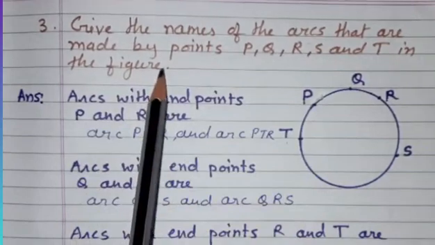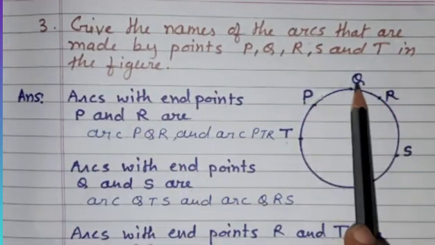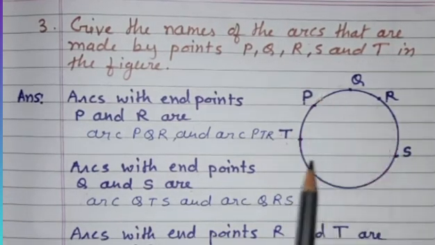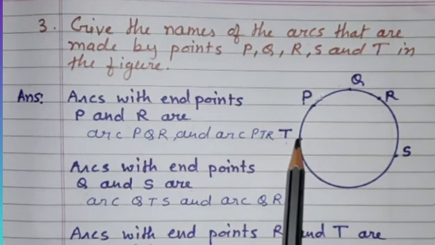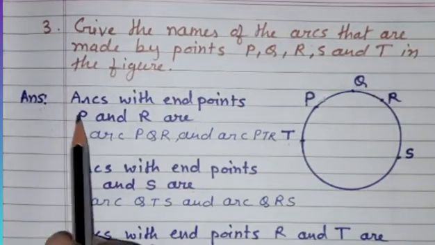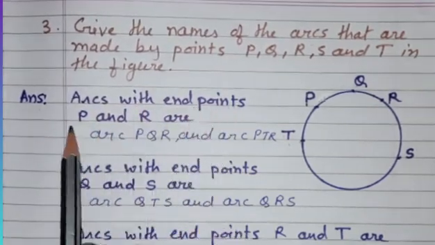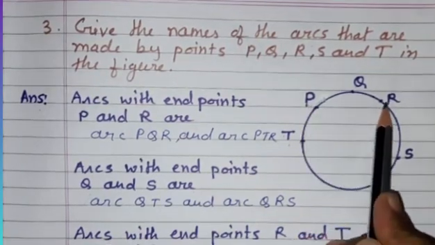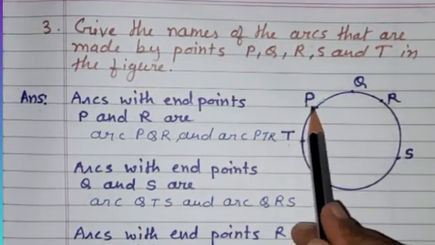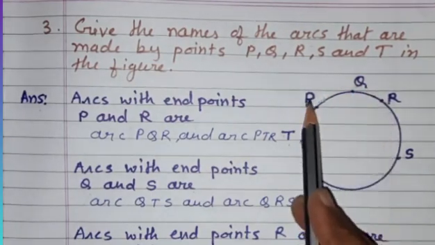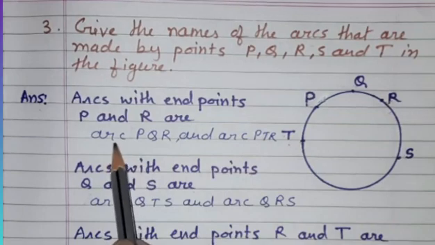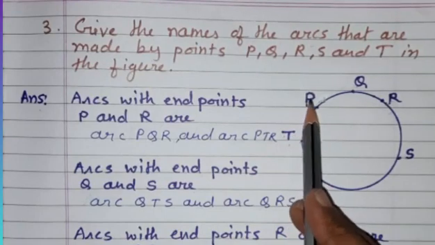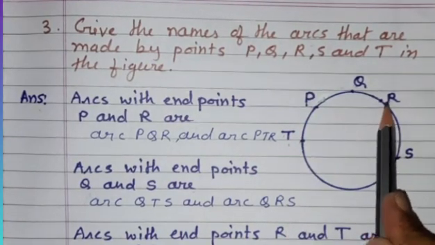Question number 3. Give the names of the arcs that are made by points P, Q, R, S and T in the figure. See, in this figure, points are P, Q, R, S and T. Now, we will write the names of arcs with different endpoints. In answer, we write arcs with endpoints P and R. Here P and R are the endpoints of the arc. The names of the arcs are PQR and PTR. So here write arc PQR and arc PTR. And we can also write the arc name PSR. It is also correct.